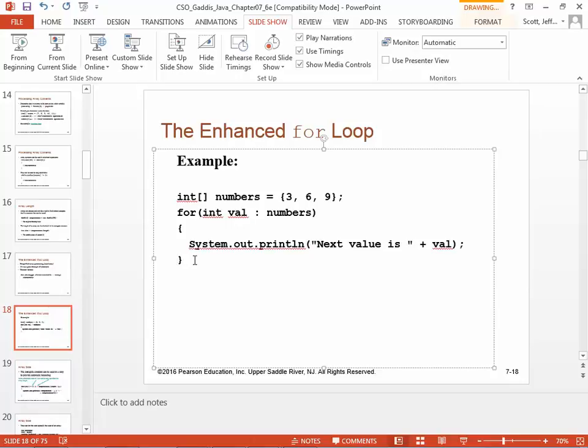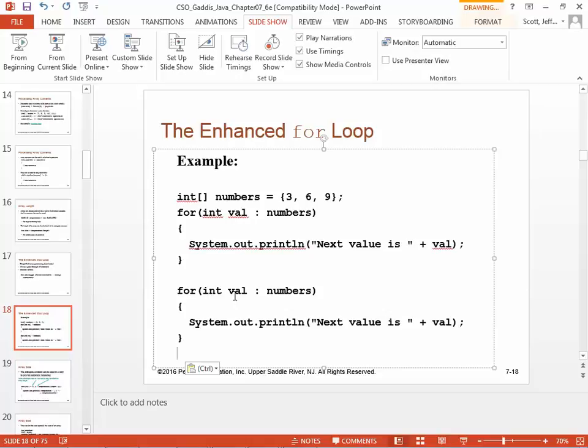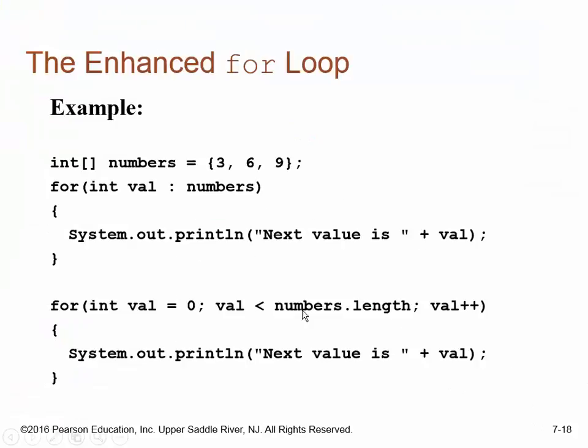But what I'm telling you is the other way that you could write this would be with a regular for loop, not with the enhanced for loop, but with a regular for loop. So here you'd say for int val equals 0, val less than numbers dot length, val plus plus. So when you look at this, all I'm trying to show you here is that you can write this either way. All right, I'll leave that up there for just a second so you can see exactly what's going on.